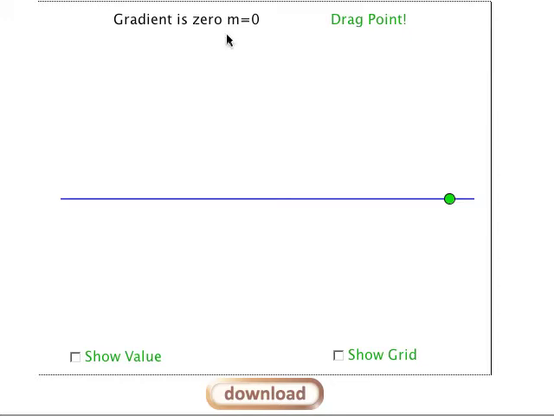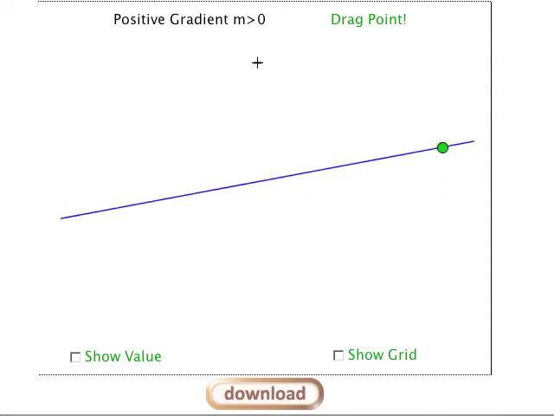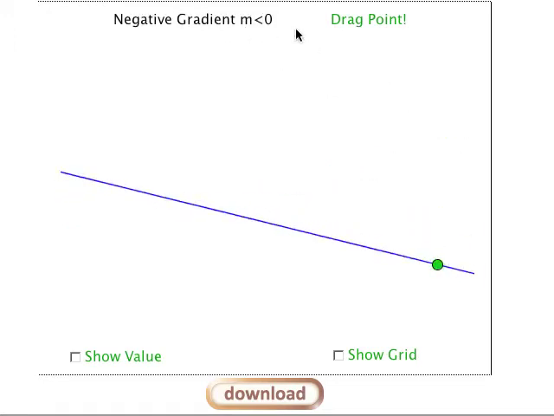And now this also tells us that the symbol for gradient is m. So at this point m is equal to 0, and when m is greater than 0 we've got a positive gradient, and when m is less than 0 it's a negative gradient.